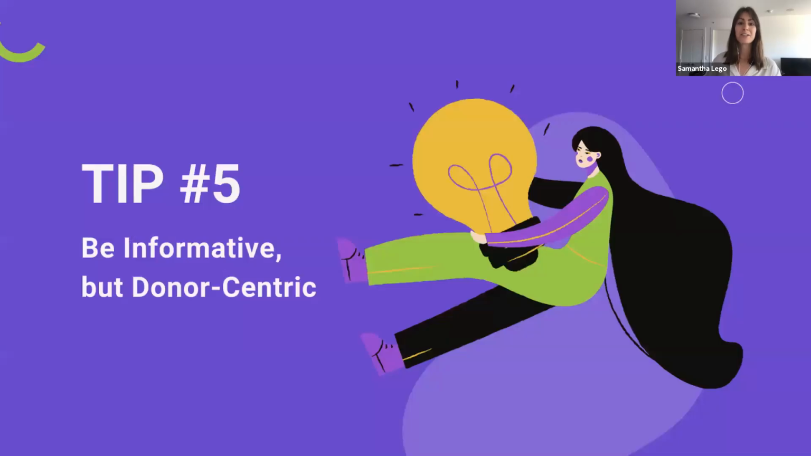Now, tip number 5 is be informative, but donor-centric. Emails are a very personal channel. You're reaching people in their homes, at their places of work, on the bus, sometimes in the loo. So make sure you're being conversational. This isn't an academic paper, and it absolutely should not read like one.